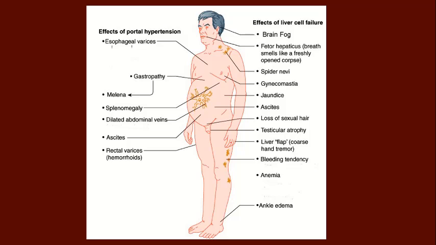Presence of features of variceal bleeding include anemia, hematemesis, melena, shock. Bleeding may be from gastric and/or esophageal varices or portal gastropathy. Features of encephalopathy.